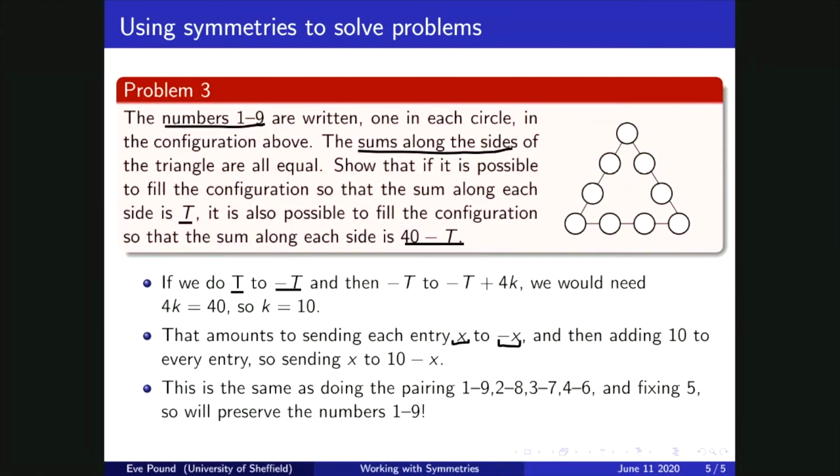and it sends it to a partner which has the total 40 minus the original total, but it still has the numbers 1 to 9 and it still satisfies the condition of the sums along the sides. So what we've shown is that for every triangle that works with a total t, it's got a partner with a total 40 minus t. And that's great. That's exactly what we wanted, because whenever we have a triangle with the total t that exists, we know it's got a corresponding partner with the total 40 minus t. So we can't have the total t without also having the total 40 minus t living somewhere else. So that's exactly what we wanted to show.